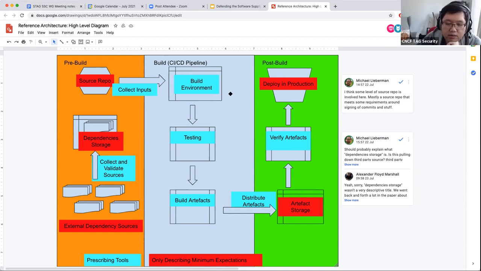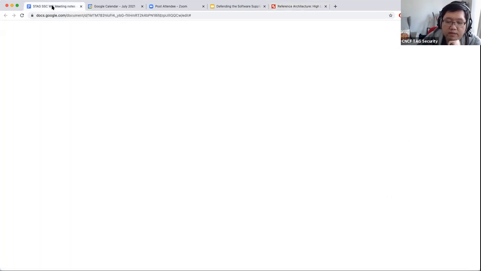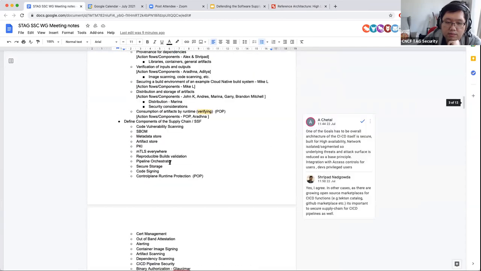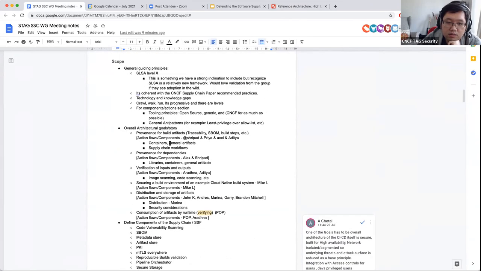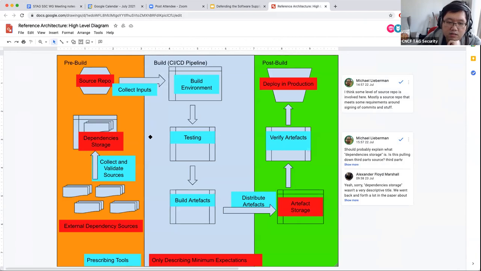Right. Yep. I like this diagram in terms of how it's laying things out at a high level. I think probably what we can do is we have the various subtopics, right? So provenance for build artifacts, provenance for dependencies, verification inputs, outputs, and build environment. It seems like there is a fairly good partition of these topics to the different parts of the architecture. Does that make sense, or do you think it isn't that direct a mapping yet?